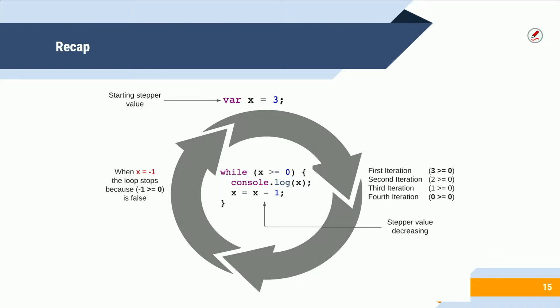And at that point, our value of x still goes down by 1. And that's when it stops, because when it goes to while x greater than or equal to 0, now we have -1 greater than or equal to 0, and that's false, and that's why the loop stops.